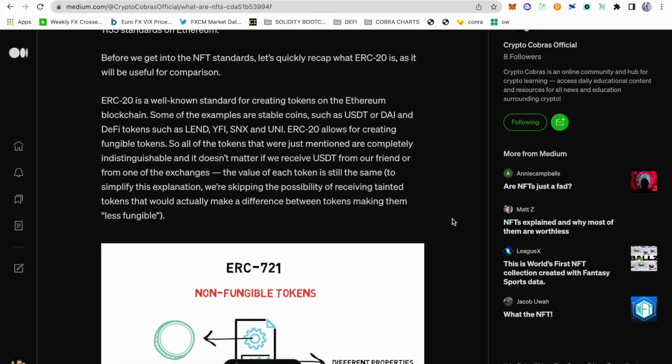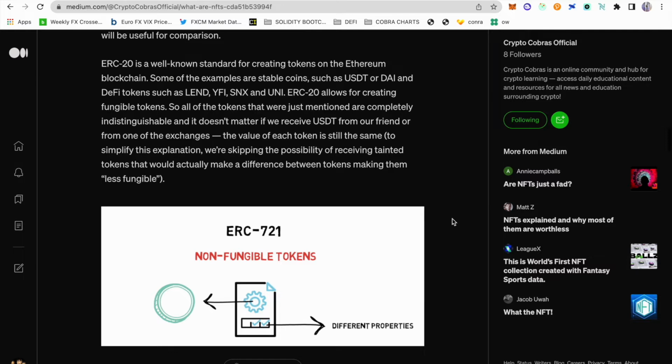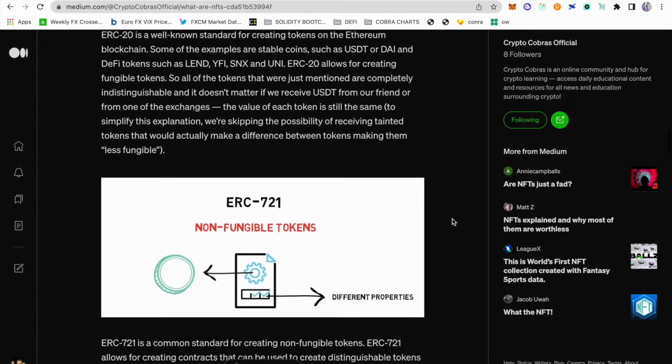ERC20 allows for creating fungible tokens, right? So now we're defining fungible and non-fungible. Fungible tokens: all of the tokens that were just mentioned are completely indistinguishable. And it doesn't matter if we receive USDT from our friend or from others on the exchange. The value of each token is still the same.